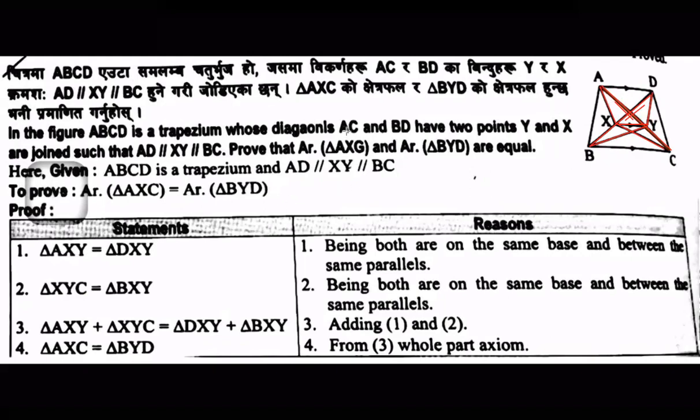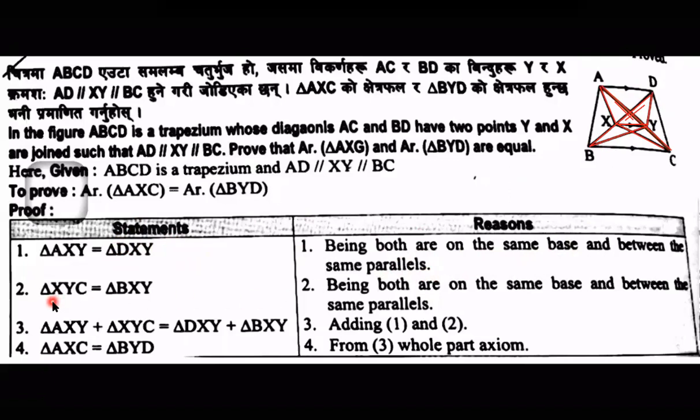Let me spotlight this one. This triangle AXY and this triangle DXY are equal to each other. Why? They are standing on the same base XY and between the same parallel lines AD and XY.